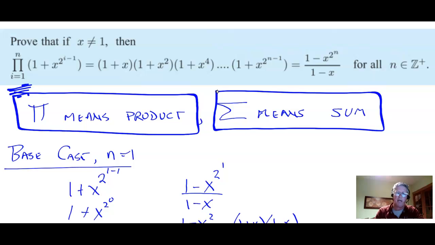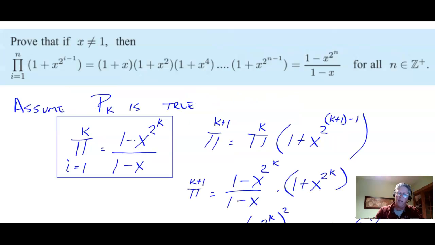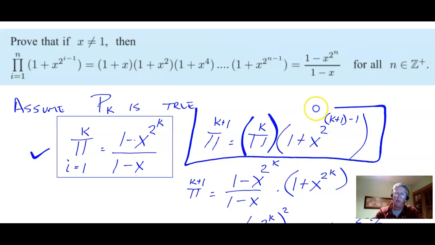Okay, so if you know that, maybe you can do this. Base case, plug in a 1. Do we get left side equal to right side? We do. So what is P(k)? P(k) means we're going to assume this is true. We're going to plug in a k there. We think that the first k terms multiplied gives me this. Well, if I want the first k plus 1 terms multiplied, I'd multiply the first k terms times the (k plus 1)th term.